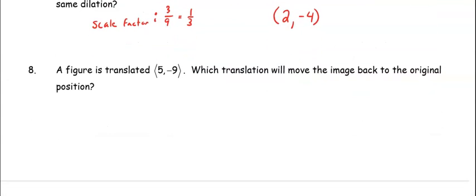In number 8, a figure is translated 5, -9, so right 5 and down 9. Which translation would move the image back to the original? So we want to do the opposite directions in order to get back. So we would have -5 so that we could go left 5, and then +9 so we could go up 9.